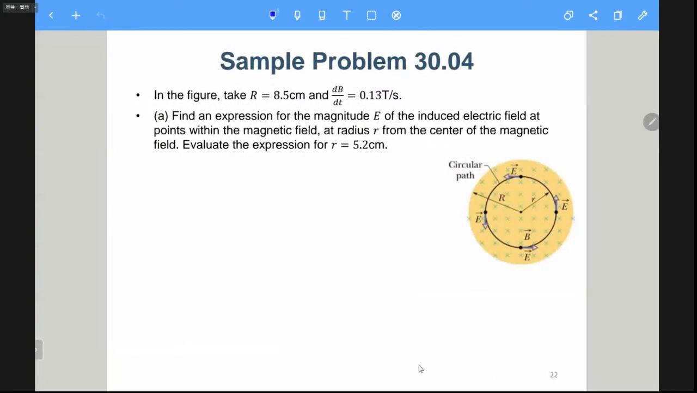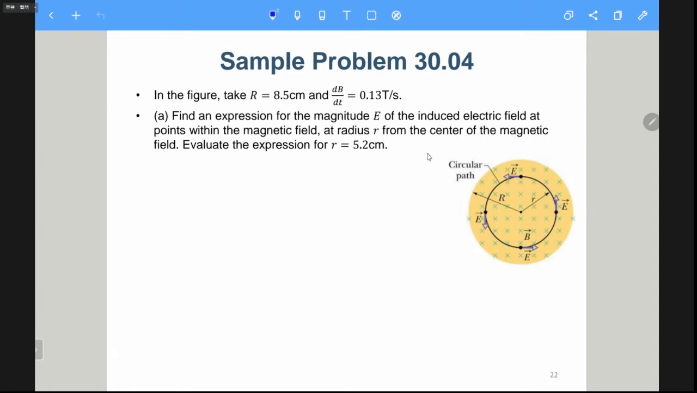So let's see a sample problem here. In the figure, we take capital R, and d B dt like this. Find the expression for the magnitude E of the induced electric field at a point within the magnetic field at radius small r from the center of the magnetic field. Evaluate the expression for r equals this value.